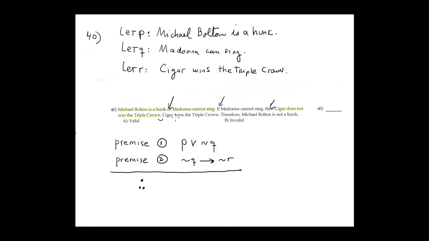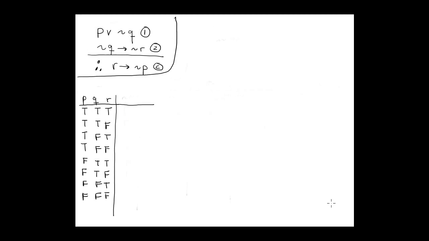Okay, the conclusion is again a conditional statement, but this is not clear. We have two parts: Cigar wins the triple crown, comma, therefore Michael Bolton is not a hawk. So it's like cause and effect. Again, it's conditional. Cigar wins the triple crown is R, conditional, Michael Bolton is not a hawk is negation P. Okay, this is the symbolic language of our problem.